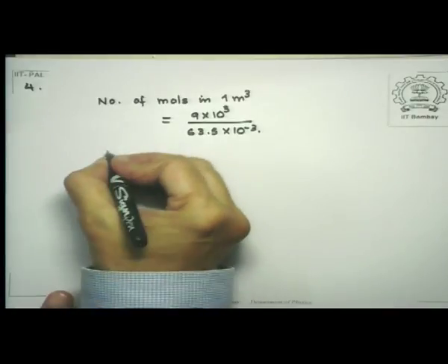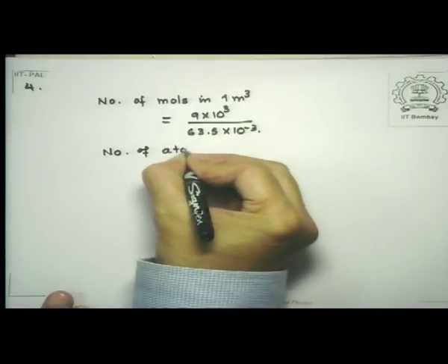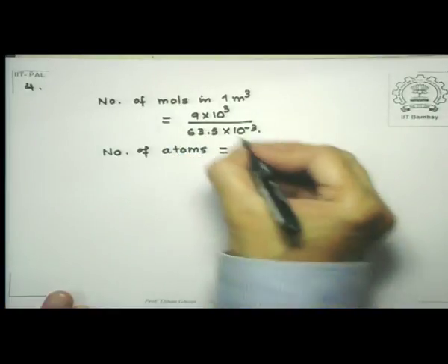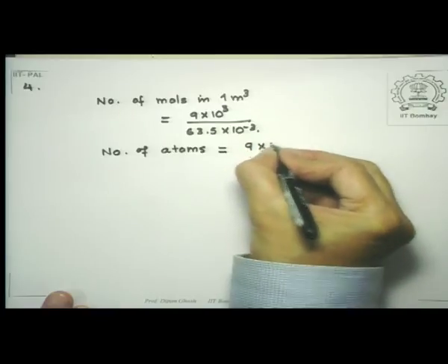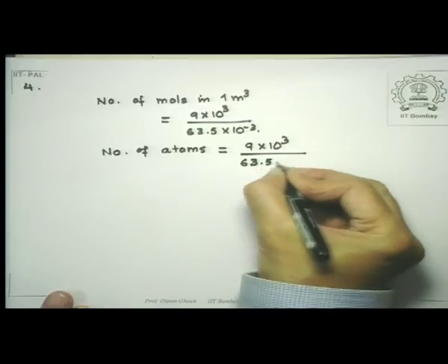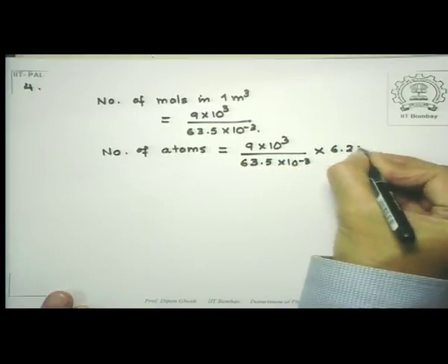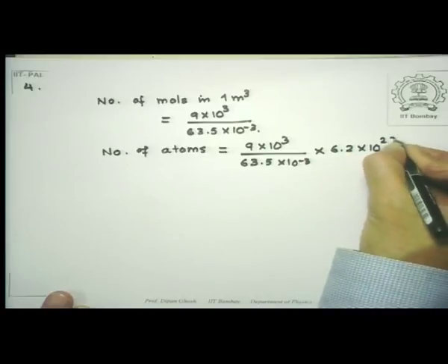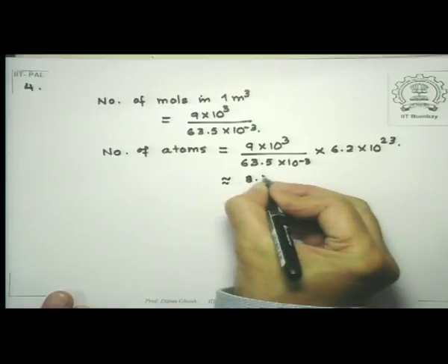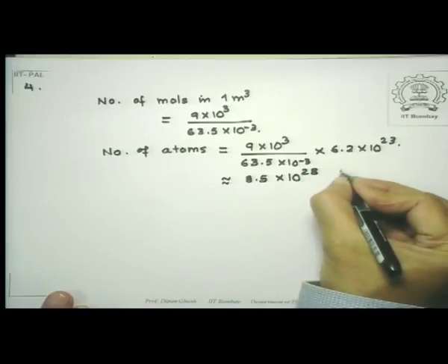So therefore, the number of atoms there, which will be the same as the number of electrons, is simply this number, 9 into 10 to the power 3 by 63.5 into 10 to the power minus 3 multiplied by Avogadro's number, 6.02 into 10 to the power 23. And this, if you calculate, works out to 8.5 into 10 to the power 28 per meter cube.